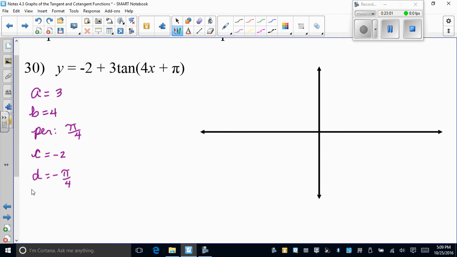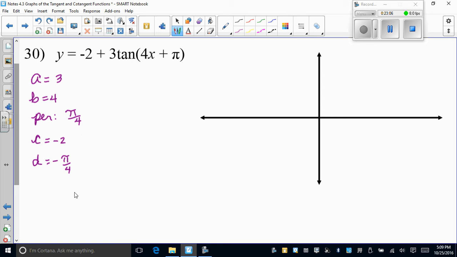So let's go through this. Tangent normally starts at -pi over 2 for x plus pi is less than or equal to pi over 2. Again, we have fractions and such, so we're going to change this to degrees. -90 is less than or equal to 4x plus 180, which is less than or equal to +90.